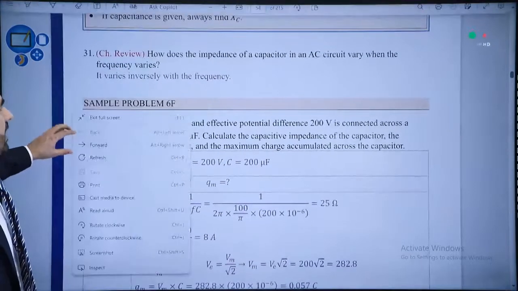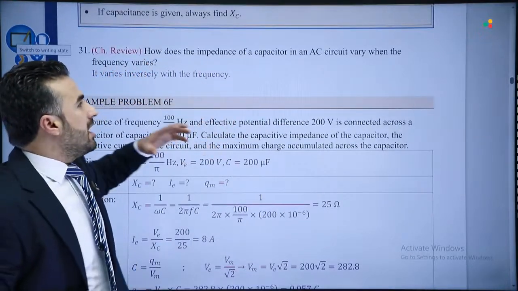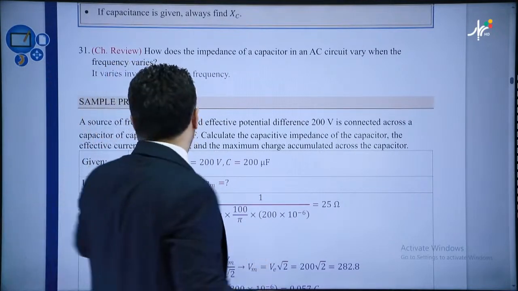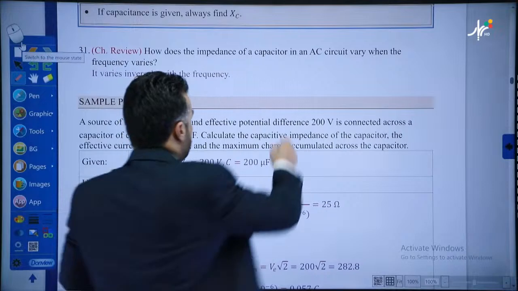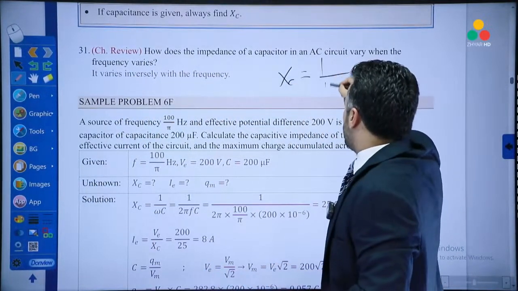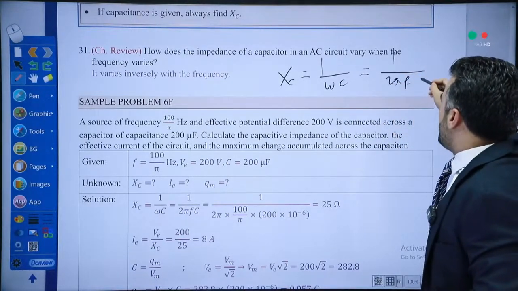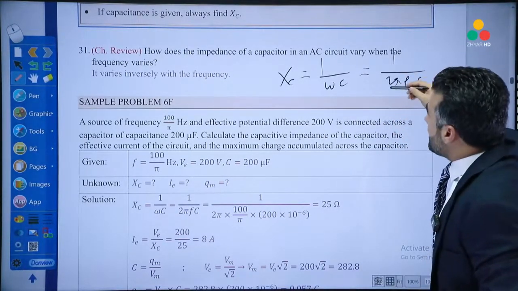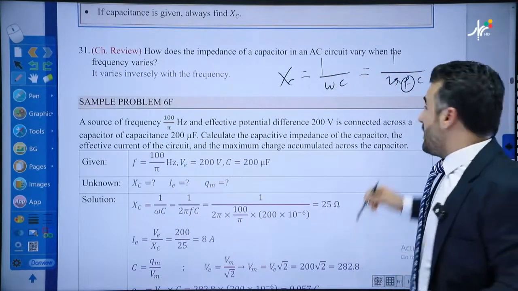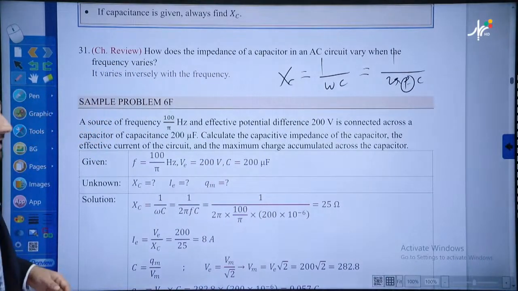Okay, and of course we went through this one as well. How does the impedance of a capacitor in an AC circuit vary with the frequency? We said it varies inversely. Why? Because we said XC equals 1 over omega C, so 1 over 2 pi f multiplied by the value of the capacitance. You can see it is inversely proportional to the frequency. By increasing the frequency, XC will decrease and vice versa.